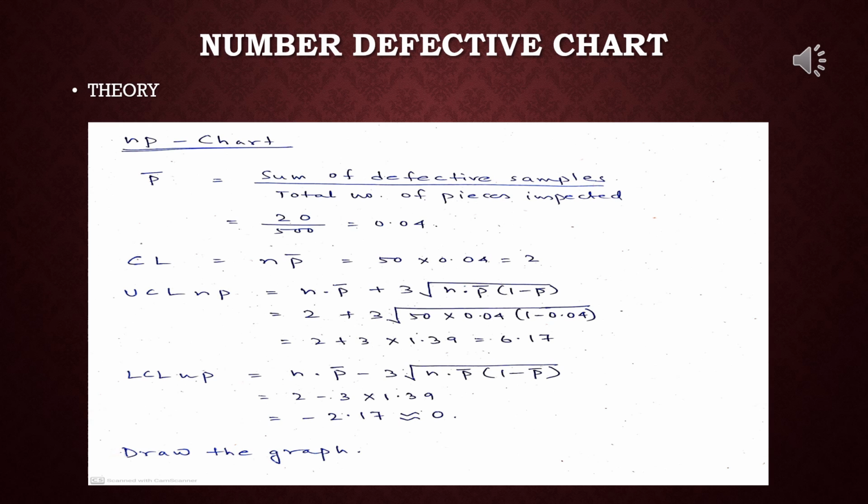Calculating the upper control limit and the lower control limit, we are finding the upper control limit value at 6.17, and the lower control limit value we are finding at negative, which we are transferring back into 0 again. We have the central line, we have the upper control limit, and we have the lower control limit. So you can again draw the graph, and for your hint, the points that are there are absolutely within this particular limit. Just go on and check whether you are getting it or not.